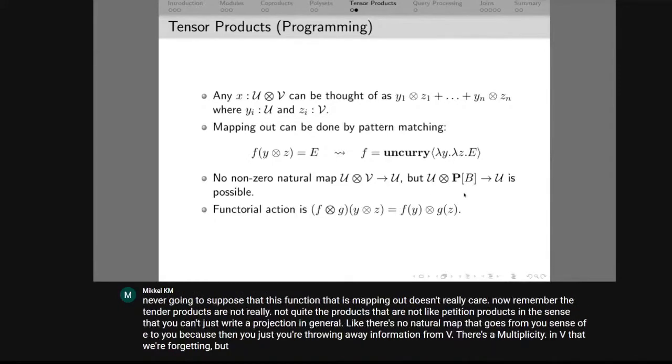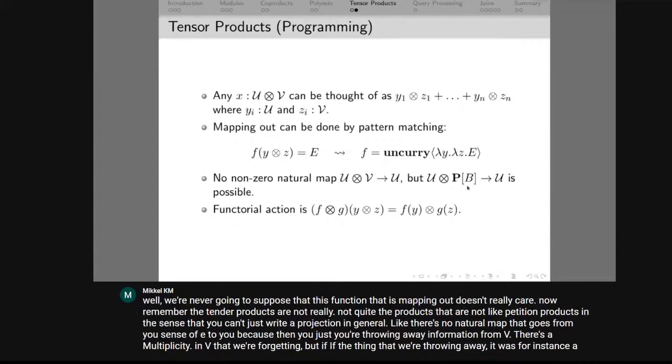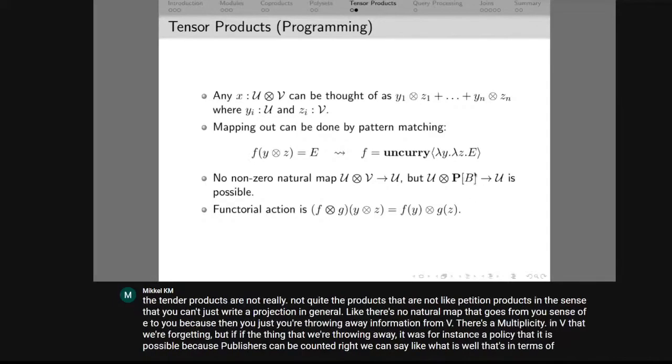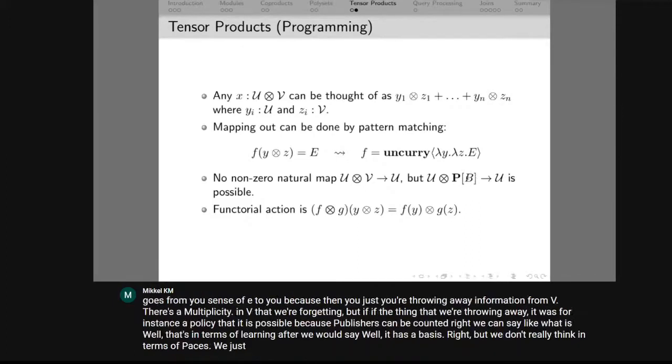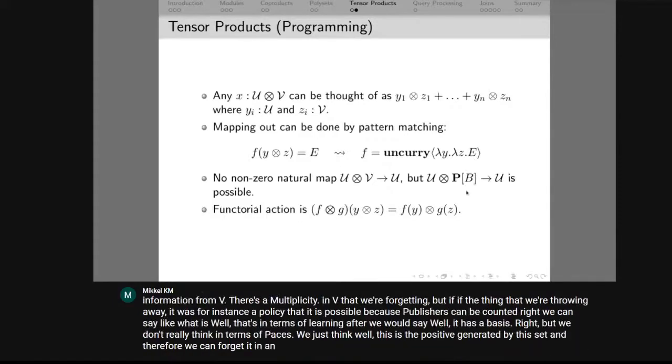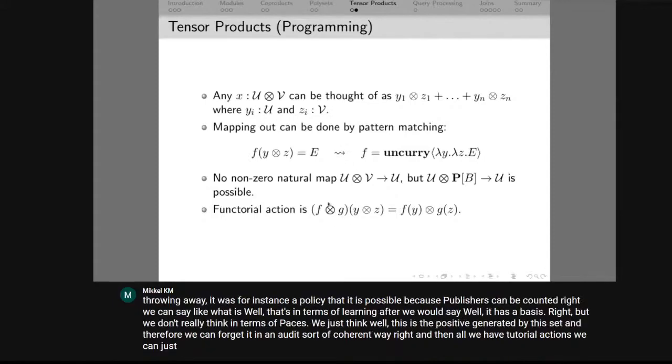But if the thing that we're throwing away is, for instance, a polyset, then it is possible because polysets can be counted, right? In terms of linear algebra, we would say it has a basis, right? But we don't really think in terms of basis. We just think, this is the polyset generated by this set, and therefore we can forget it in an ordered, coherent way, right? And then we have a functorial action, so we can just take the tensor product of two functions and act on them separately.